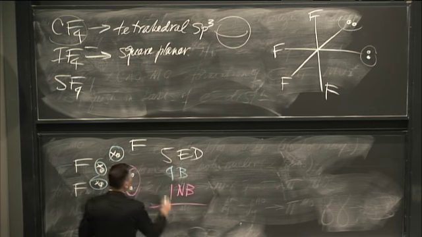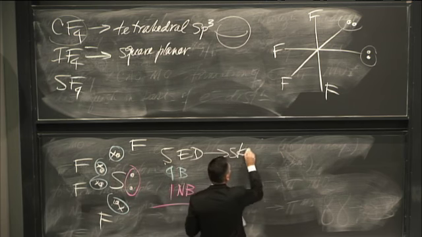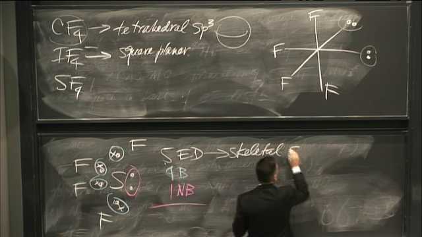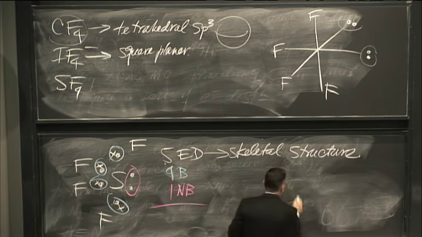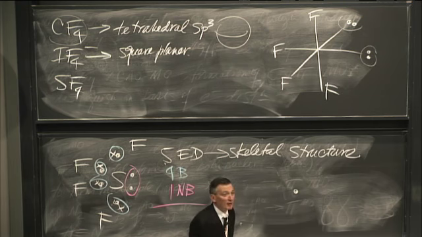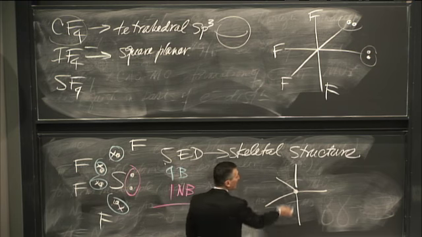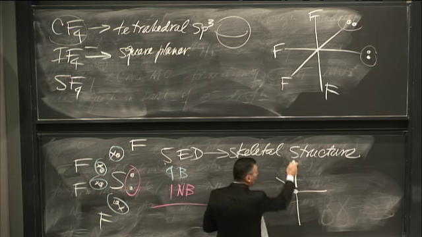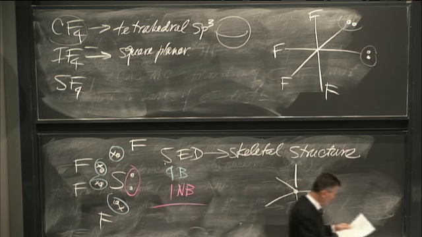Good. But now I got to put 5 struts. This gives me the skeletal structure, as before. So how do I put 5 struts around something uniformly in space? 1, 2, and then I'll put 3 in the plane. So 3 at the equator and 2 at the poles. That's the skeletal structure, okay?